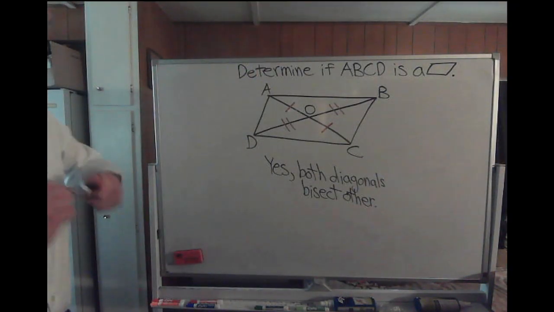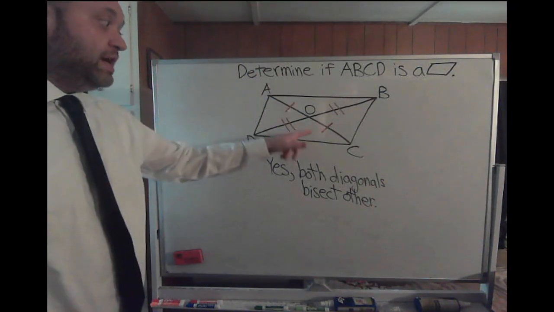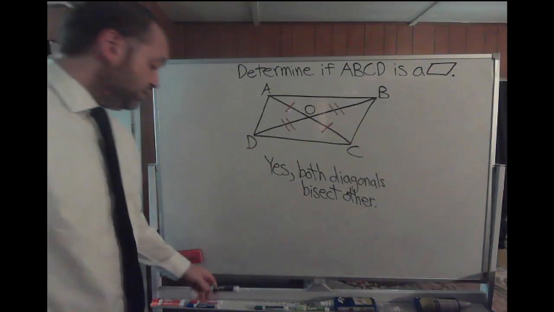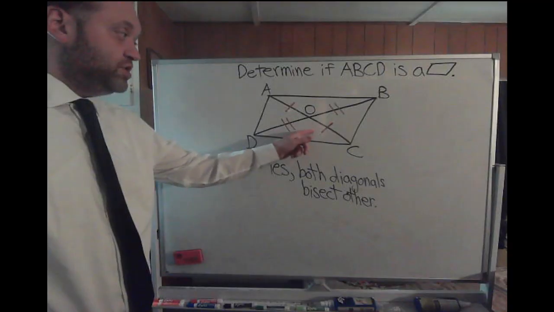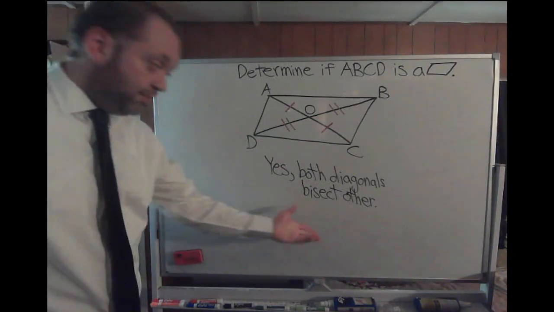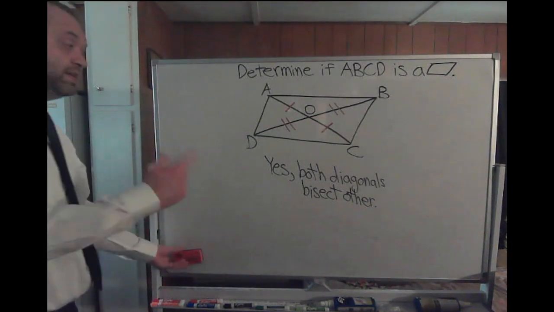So yes, we can actually determine that quadrilateral ABCD is in fact a parallelogram, because if you look at both diagonals, they're both split into two congruent parts on each one, meaning they bisect each other. So yes, this one is a parallelogram.